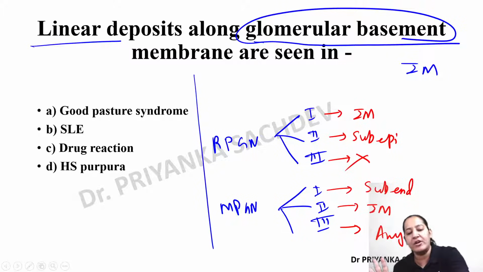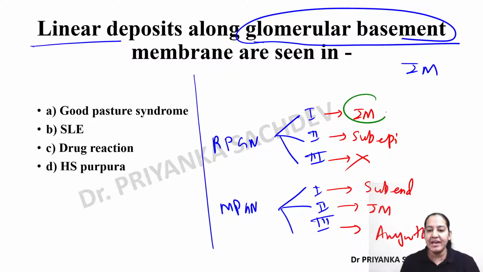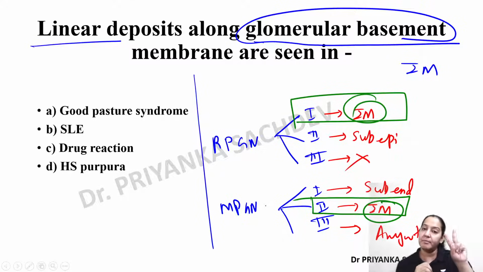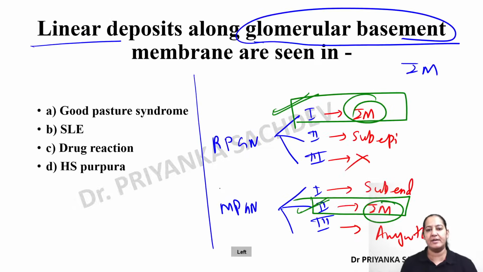Now see why I have written this. See where intramembranous is coming. So can I say type 1 RPGN is intramembranous and type 2 MPGN is intramembranous? Say yes or no. Intramembranous only comes in these places: type 1 RPGN and type 2 MPGN. Everyone give me a thumbs up. Yes. Here the correct answer is A. Sachin, you are right. Siddhika, you are right.